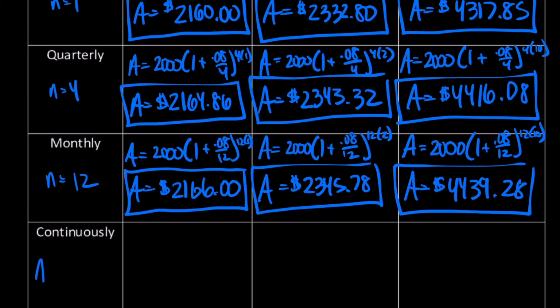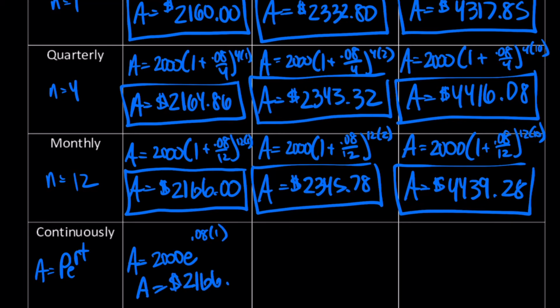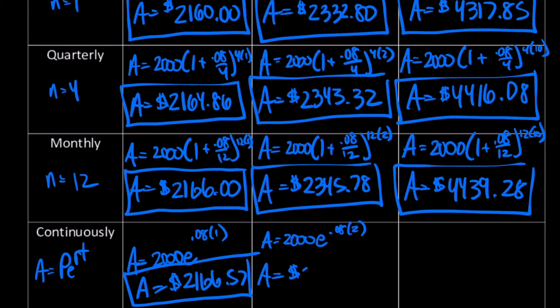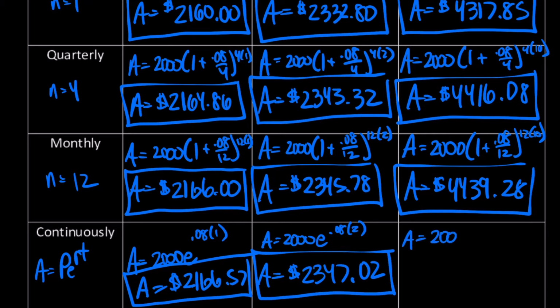And lastly, continuously, which means we're using this formula. All right, so A equals our principal 2,000 times e to the 0.08 times 1. So that was $2,166.57. Here, A equals 2,000 times e to the 0.08 times 2. So for this one, we got $2,347.02. And lastly, A equals 2,000 times e to the 0.08 times 10. So here I got $4,451.08.